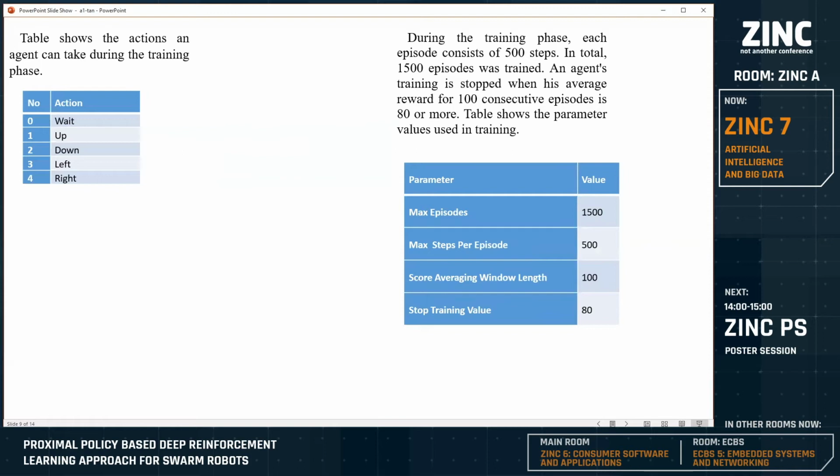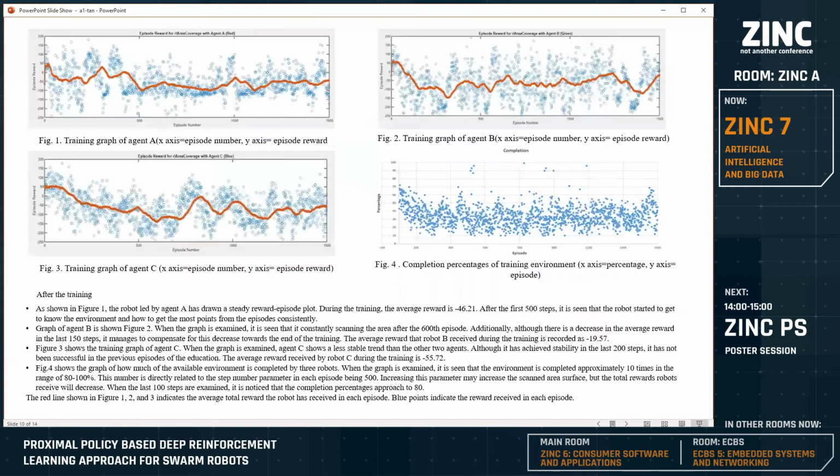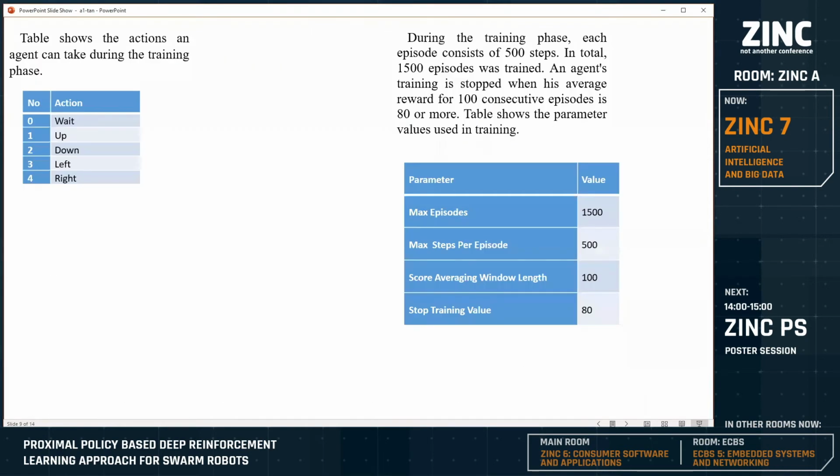During the training phase, each episode consists of 500 steps. In total, 1,500 episodes were trained, and an agent's training is stopped when its average reward for 100 consecutive episodes is 80 or more.